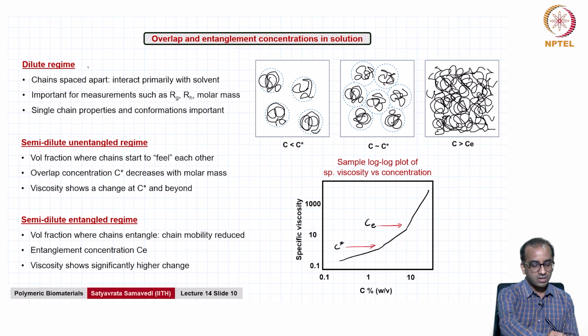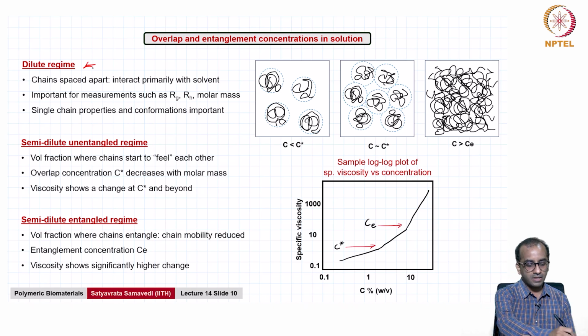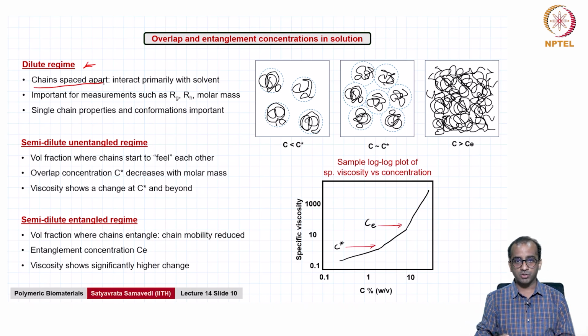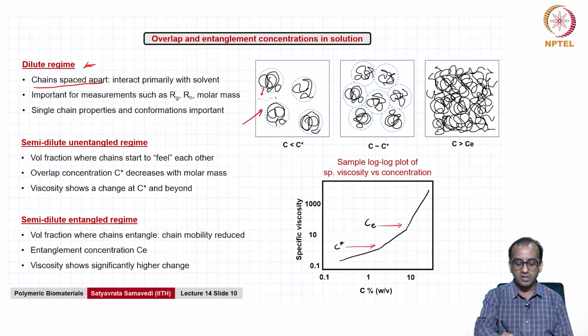So, you can consider first the dilute regime, where the chains are spaced apart. The polymer volume fraction is small enough that the individual chains, which are fully solvated, are quite spaced apart. And the interaction of each chain is primarily with all the solvent molecules surrounding it.